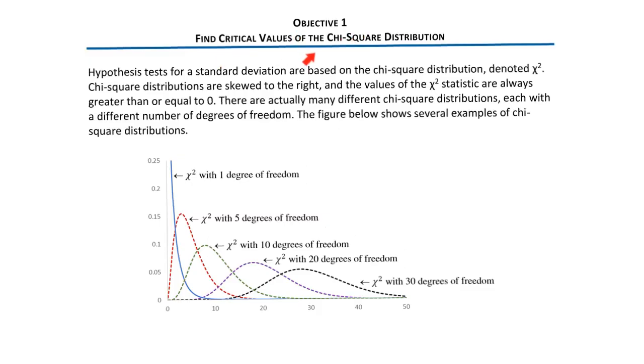Objective 1. Find the critical values of the chi-square distribution. Hypothesis tests for a standard deviation are based on the chi-square distribution. Chi-square distributions are skewed to the right, and the values of the chi-square statistic are always greater than or equal to 0. There are actually many different chi-square distributions, each with a different number of degrees of freedom. The figure below shows several examples of chi-square distributions at different degrees of freedom. All of these are skewed to the right.